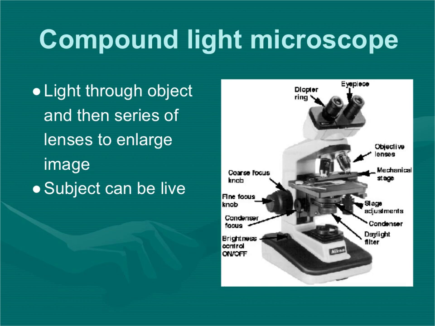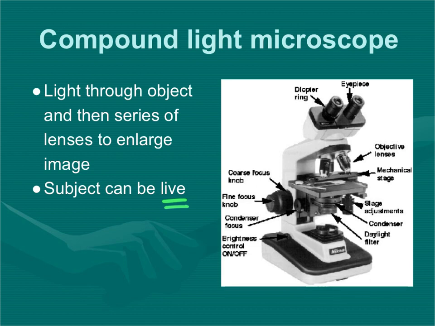When you use a compound light microscope, the subject can be alive while you're looking at it, which makes it different from some other types of microscopes. So when you look at the diagram here, you can see at the bottom of the microscope is a light source, and that shines up through this stage, and typically you put the sample that you're looking at on a glass slide on the stage right there.